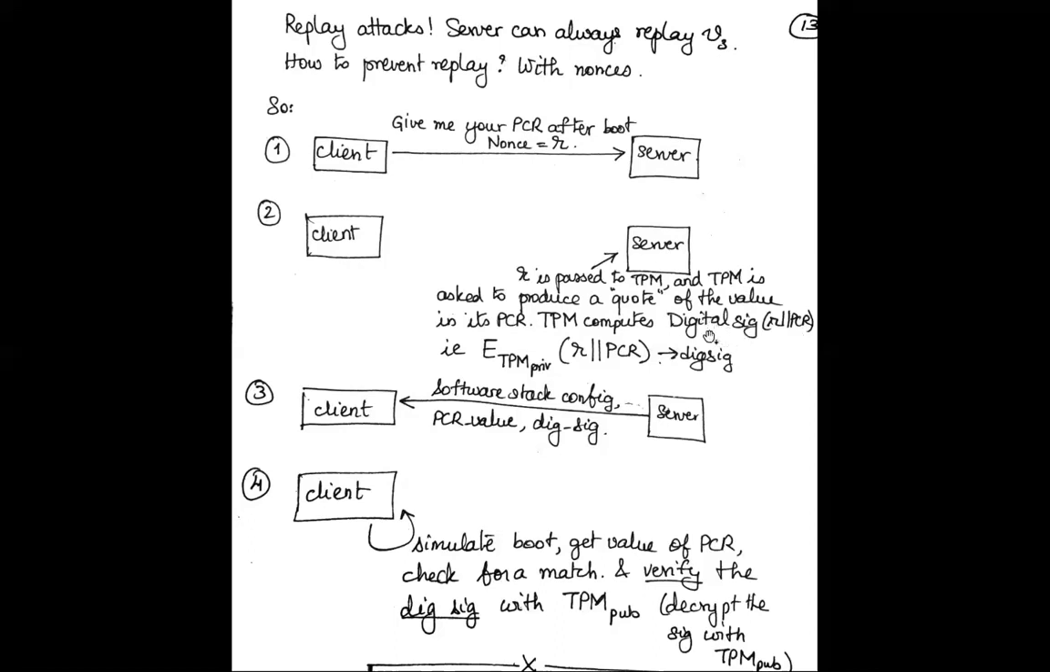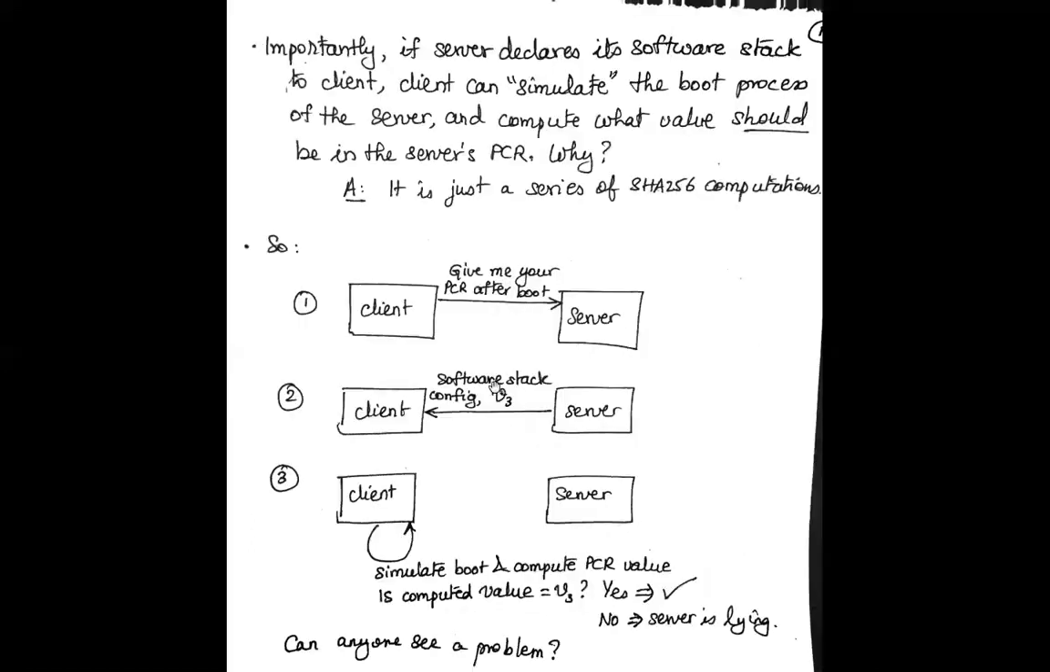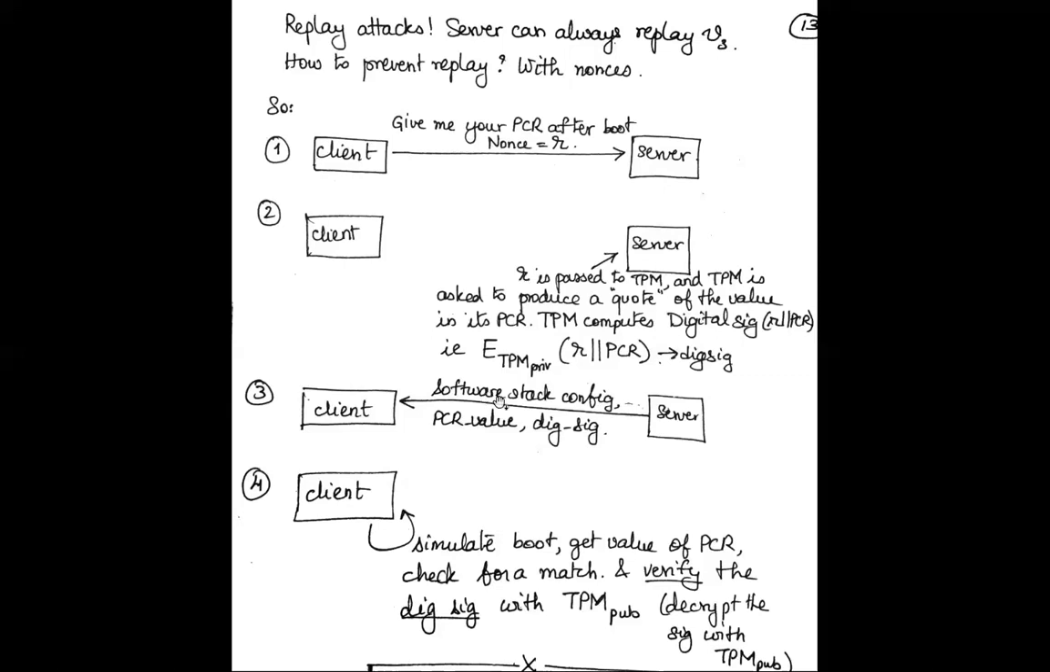So what's the digital signature? Well, it's nothing but the RSA encryption with the TPM's private key of R concatenated with PCR. We'll just call that DigSig, digital signature. Now the server responds back to the client with the software stack configuration and the PCR value, which is what we saw in the previous step as well. But the key thing is that the digital signature is also included. The digital signature now contains a response to the particular challenge that the client gave, which is R embedded in this.